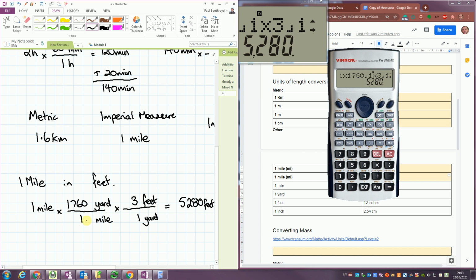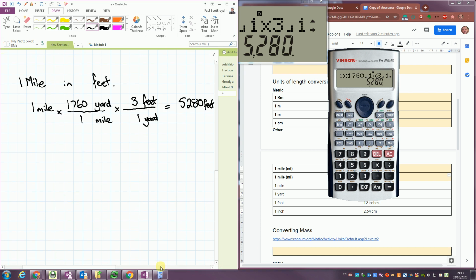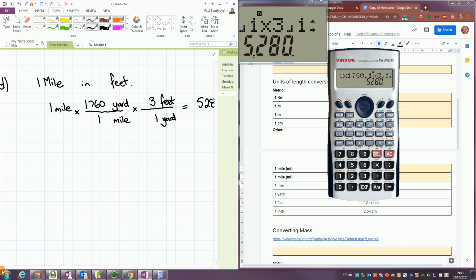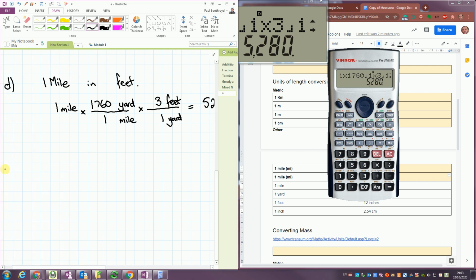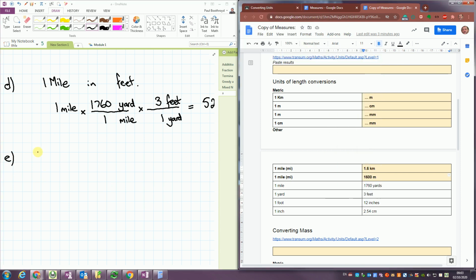Now it doesn't rely on just having this last number. I can convert one more, and I'll go back to time. Let's go for 540 minutes, and I want to change that into hours. I don't need to think, am I multiplying or dividing? I just need to think about changing my fractions. So I've got 540 minutes.